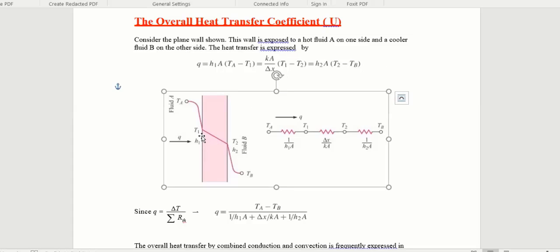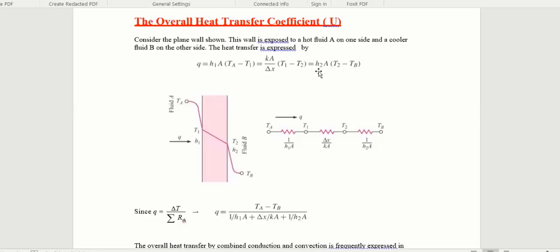Now the heat is flowing from this solid surface to this solid surface. So this is a conduction resistance, Fourier's law. So what is the formula? Q is equal to Ka delta T divided by this thickness. So here what I am writing, Ka delta T is nothing but T1 minus T2 divided by the thickness, which is nothing but delta X. Okay.